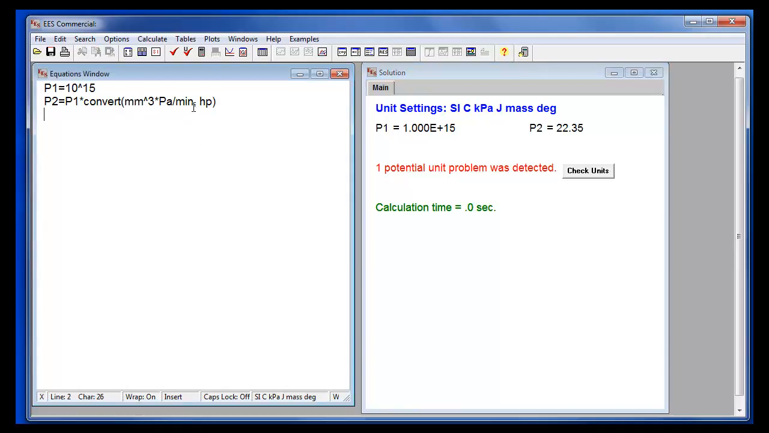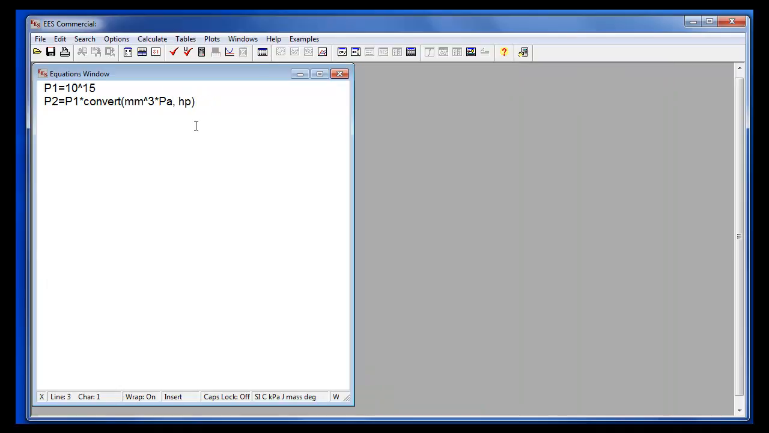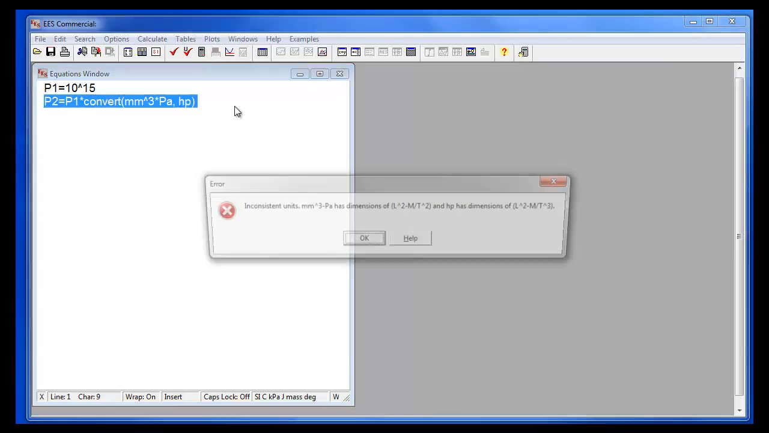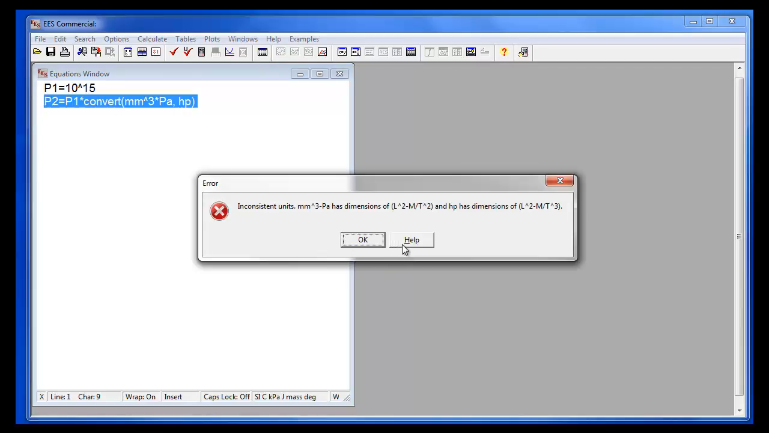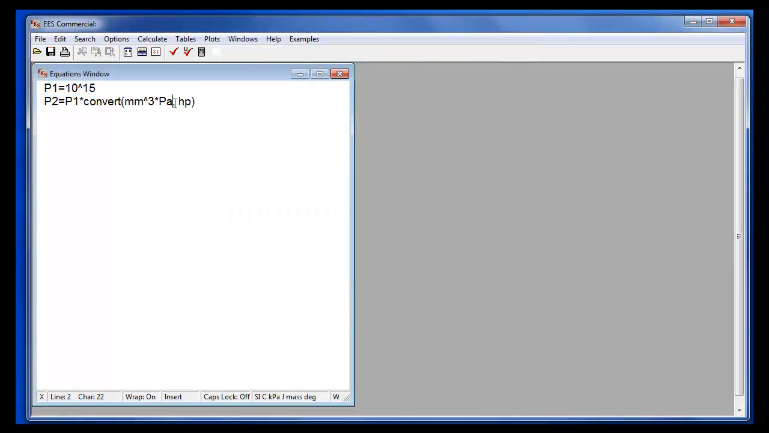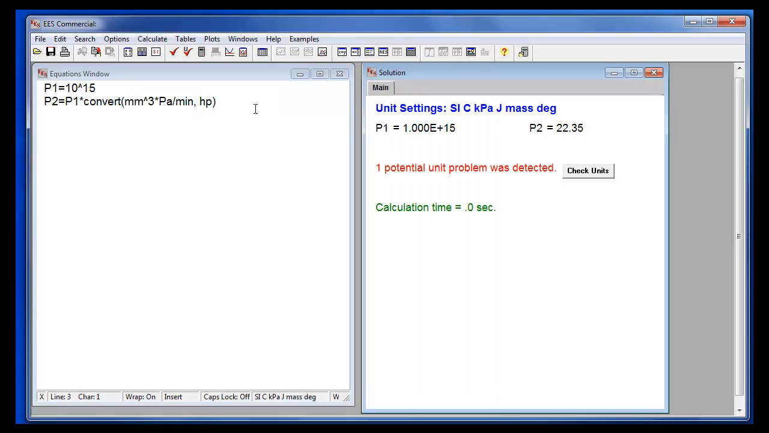Now, if I had typed something incorrect and these units were not compatible, for example, if I hadn't put that per minute there and attempted to solve it, I get an error, and it tells me that they're inconsistent and what the dimensions are. These are length, mass, time, LMT. So it tells me that that was wrong, so it helps. But it's pretty easy in terms of conversion factors for solving this.